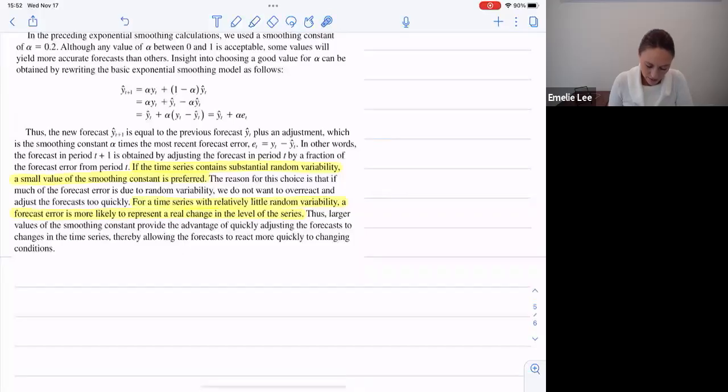So then, I guess I should keep highlighting here. Larger values of the smoothing constant quickly adjust the forecasts in the time series. Okay.